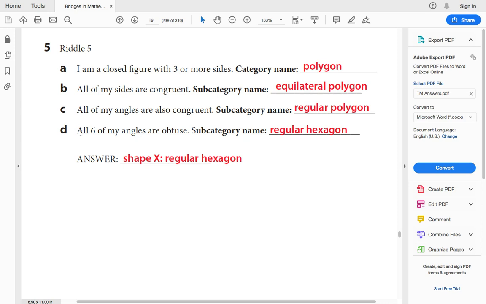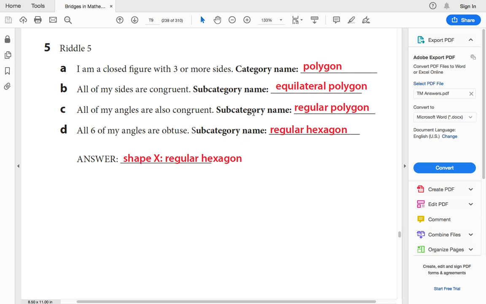And then D says all 6 of my angles are obtuse. The key word here is 6 angles, which means that a shape that has 6 sides and 6 angles is a hexagon. So becoming more and more specific here, this is a regular hexagon. And then you just put your answer here. You can ignore this shape X because it doesn't really matter. There was another activity, but we can't do it because we're not together.